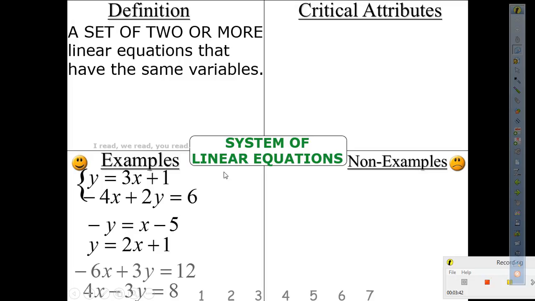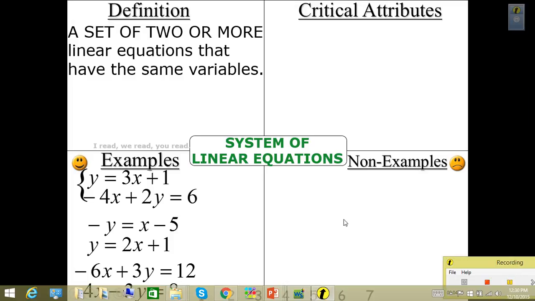Because what is the definition? They have to be two or more, and they have to have the what? Same variable. Look at this one. Negative 6x plus 3y equals 12. 4x minus 3y equals 8. It's also a system. Everybody understand? Okay, finish copying that. I'll give you guys some time.